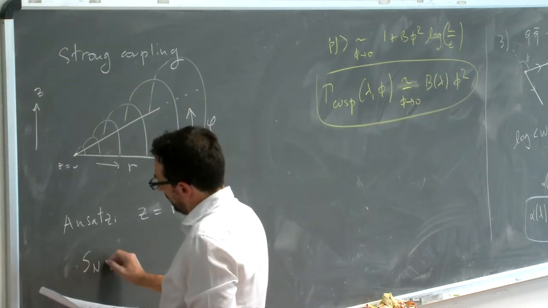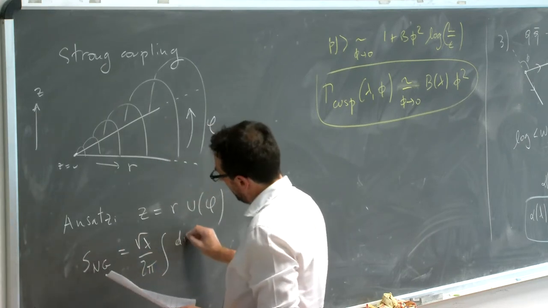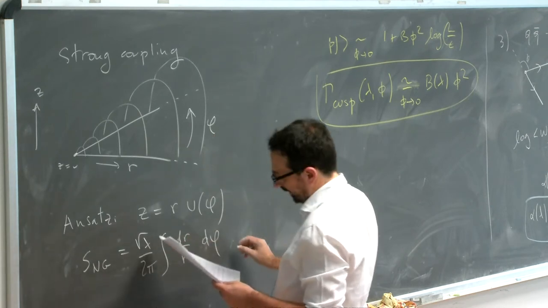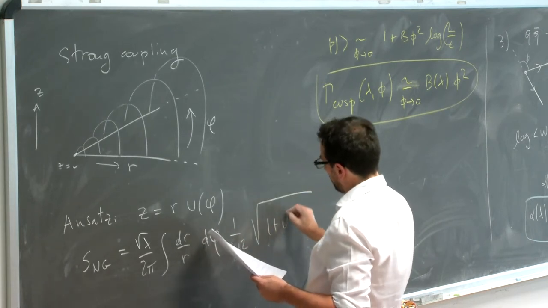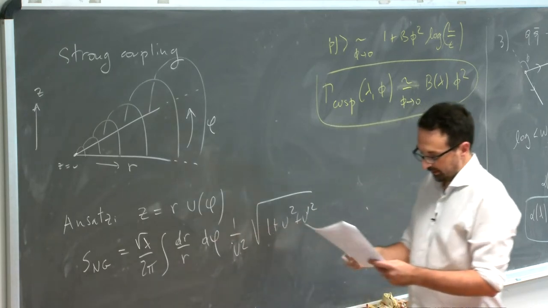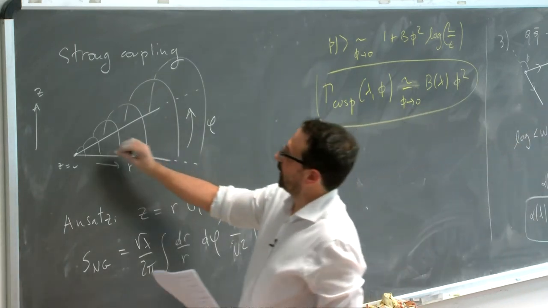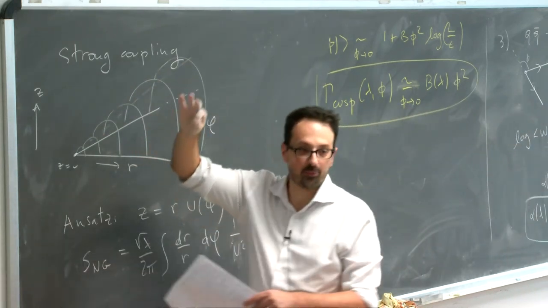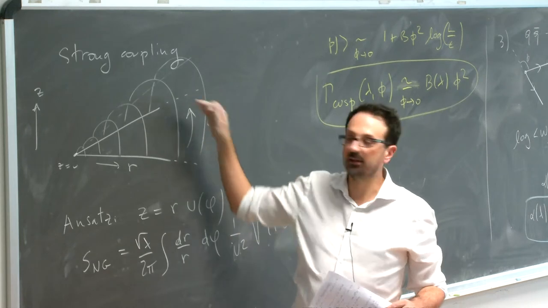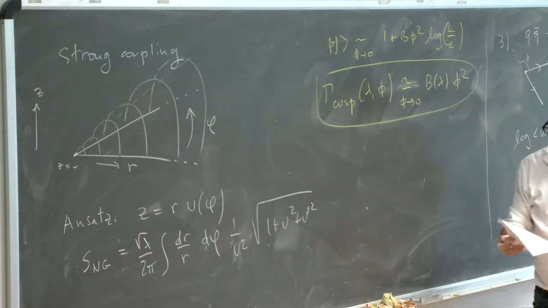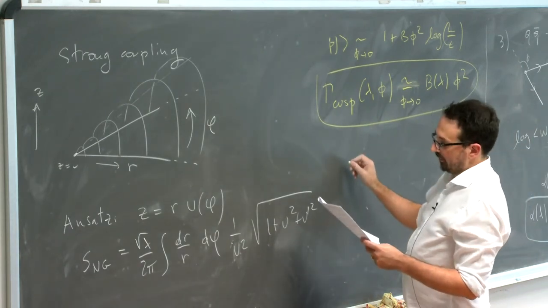OK, so you write down the Nambu-Goto action. You get square root of lambda over 2 pi, integral dr over r d varphi, 1 over u squared, square root of 1 plus u squared plus u prime squared. So you solve it. There is some integral of motion. You have to compute what is the highest point in the surface. Of course, it's going to be the point halfway in the cusp. It's going to be the highest point. So this is your integration constant. Anyway, you can compute it.